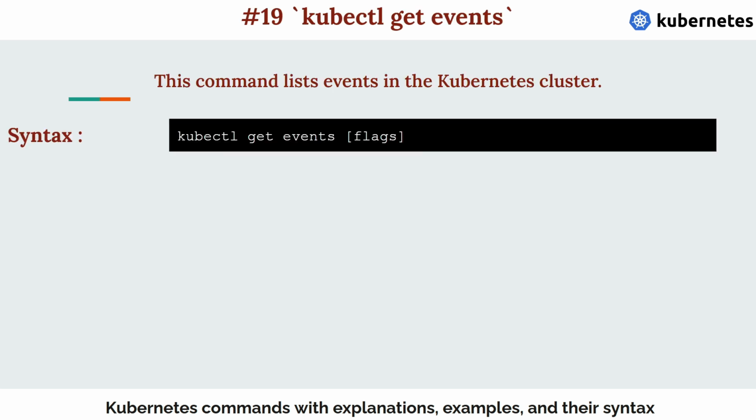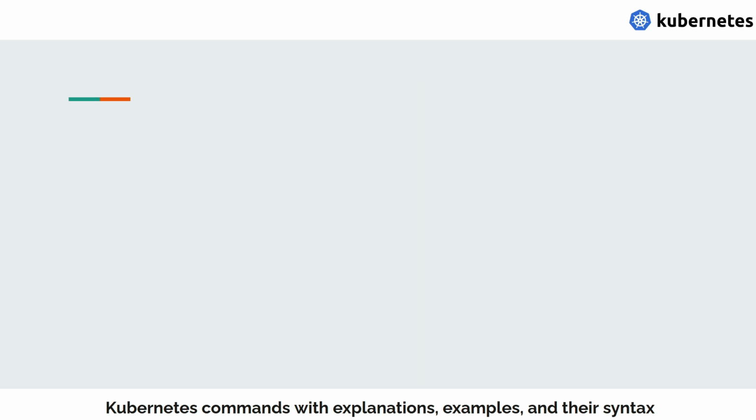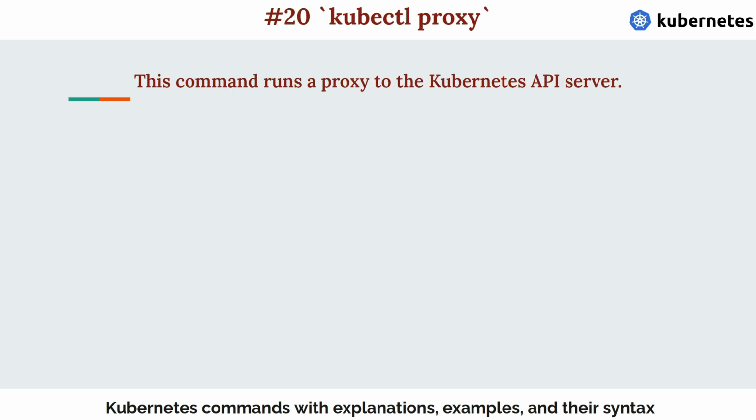Let's see the syntax. The usage of the kubectl get events command starts with the kubectl get events keyword and flags. This command lists all events sorted by creation timestamp. Next command is kubectl proxy. This command runs a proxy to the Kubernetes API server.